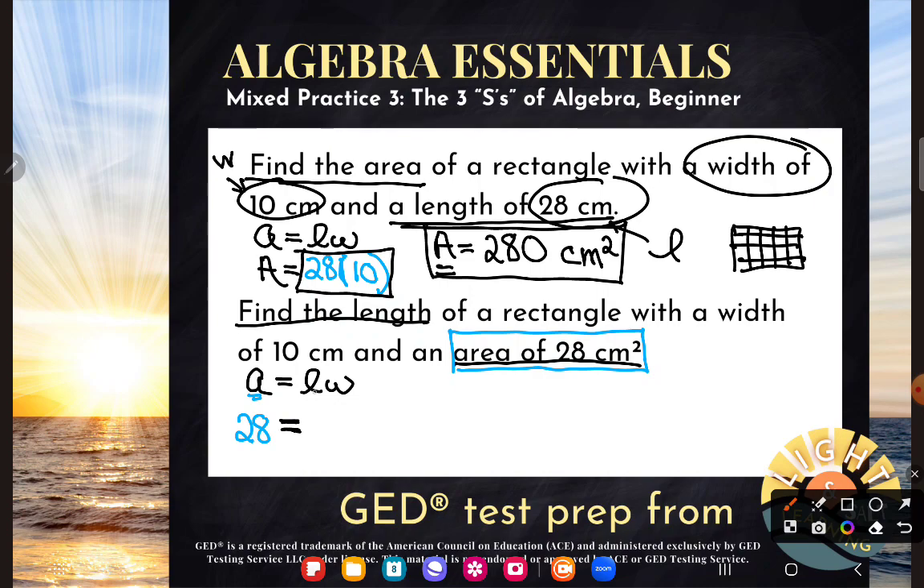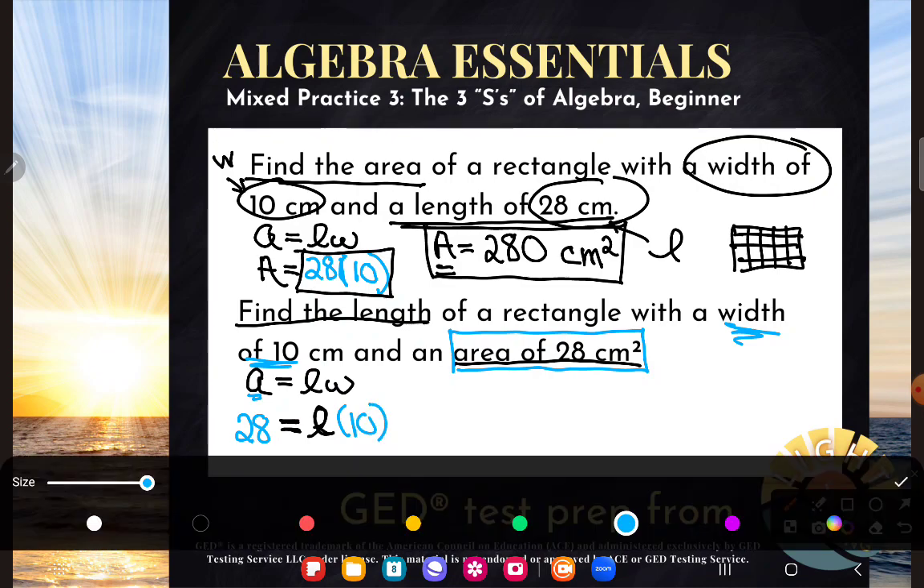Now, next letter I see is L. Do I know my L? Let's see. No, I don't know my L. My L is an unknown. And so it's just an L. Now, L is being multiplied by W, so you should go searching, do you know your W? Find the length of a rectangle with, there we go, width of 10. So my W is 10. And those two things are multiplying together.